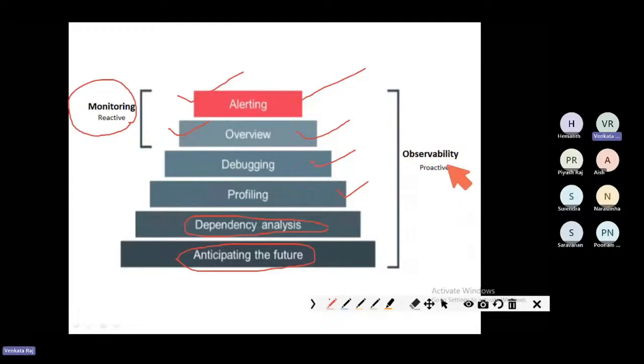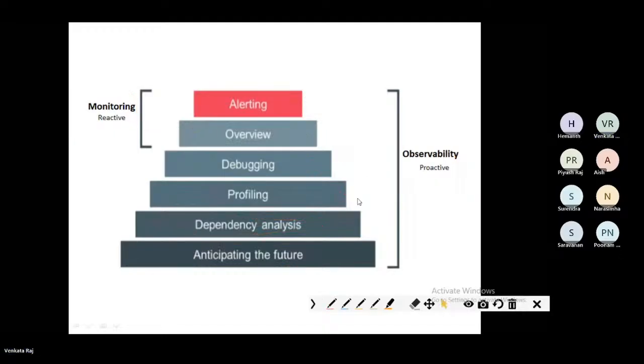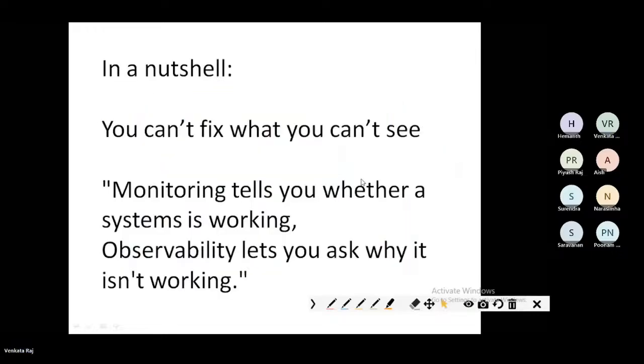But remember, guys, observability is proactive, monitoring is reactive. Okay, so we'll move on to the next one. So guys, in a nutshell, if you can't see something, will you be able to fix that? No, right? Whatever you can't see, you can't fix. So you cannot fix what you can't see.